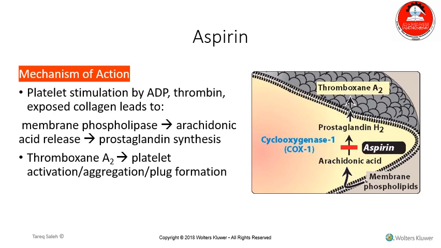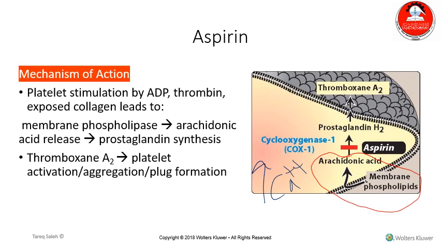Remember that the stimulation of platelets by thrombin or by exposed collagen or even by ADP results in the activation of platelets and the intracellular signaling pathways triggered by the increase in intracellular calcium. One of these pathways, one of these mechanisms that become activated is the liberation of arachidonic acid from the plasma membrane.